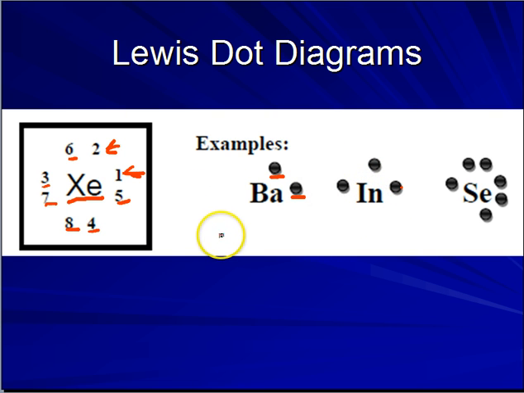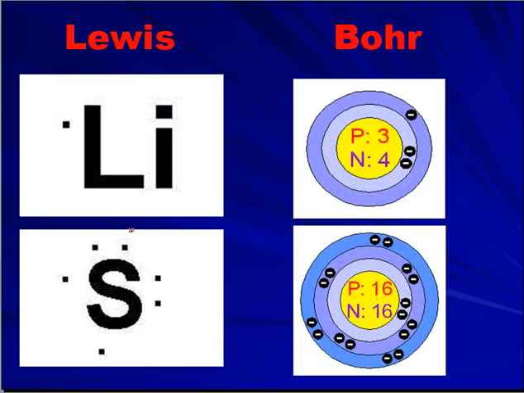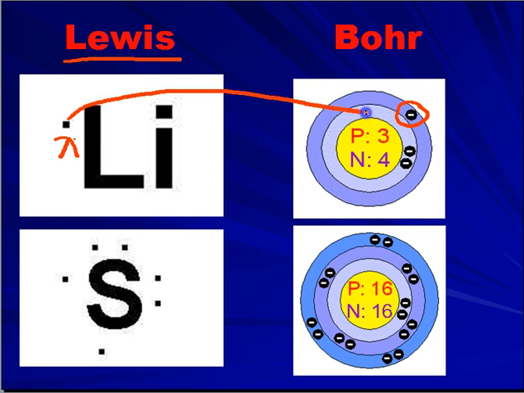Now, you can never have more than 8. There's never more than 8 valence electrons, no matter how high up in the periodic table you go. So again, here's an example. You got lithium. Notice it has just the 1 valence electron. Notice the Bohr model has more. So the Bohr model has all the electrons. The Lewis dot structure only has the outermost. So because there's only 1 in the outer shell, it only has 1.